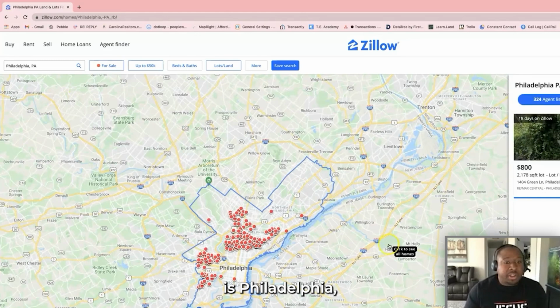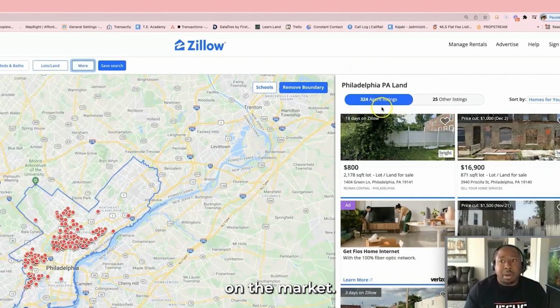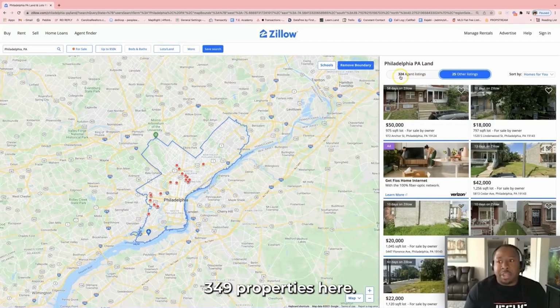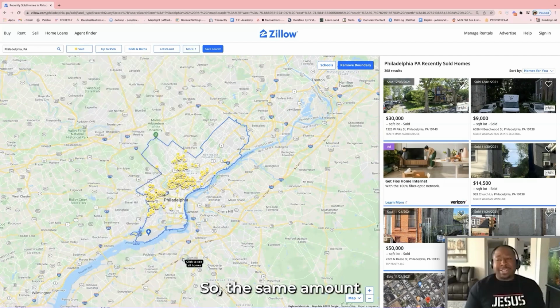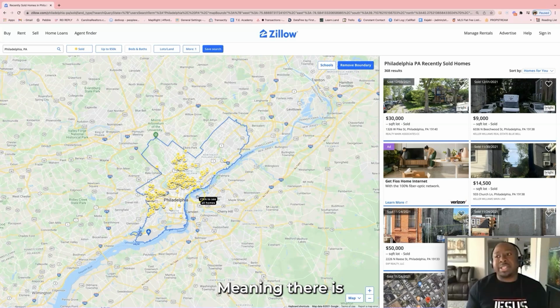This is Philadelphia, Pennsylvania. I still have the same filters there. Everything's the same. Look how many properties are on the market. Look how many properties are for sale by owners. So you have a total of 349 properties here. Let's go to sold. Make sure you do within the last 12 months. The same amount of properties that's active is the same amount that's sold, meaning there is a ton of inventory sitting on the market.